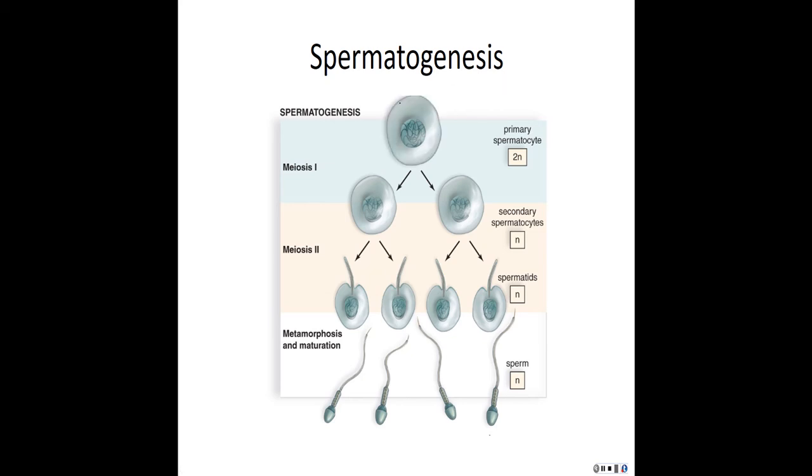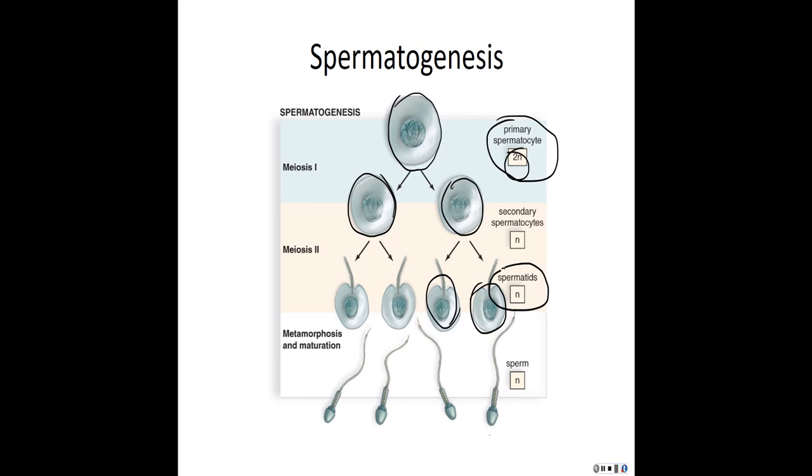All right, so in this case, this stem cell becomes what's called a primary spermatocyte. And the primary spermatocyte, which is a diploid cell, goes through meiosis 1 and becomes secondary spermatocytes. And the secondary spermatocytes then go through meiosis 2, and those become spermatids. And then the spermatids differentiate. They go through a process we can call metamorphosis and maturation, and they become an adult sperm cell that is haploid.